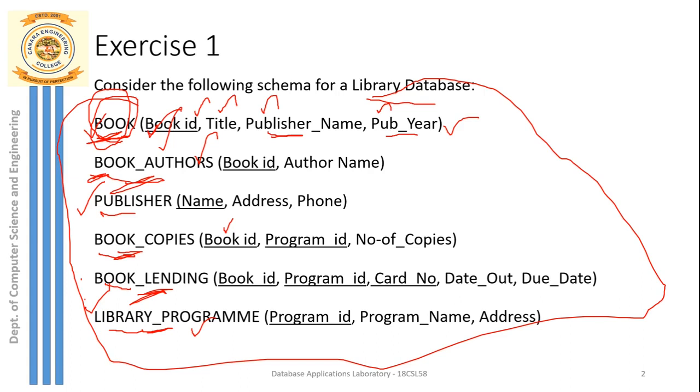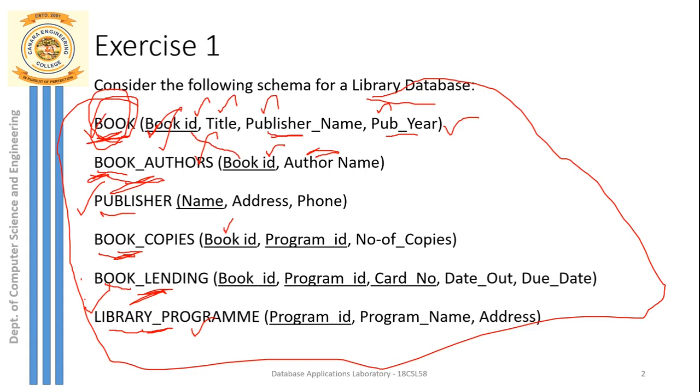The next table is book authors. You need to implement the next table, book authors, which has 2 attributes. Which are those 2 attributes? The first attribute is book ID. A particular book must be written by a particular author, right? Every author must have written one book or another. The book mentioned here refers to the book that we have already entered into the book table.